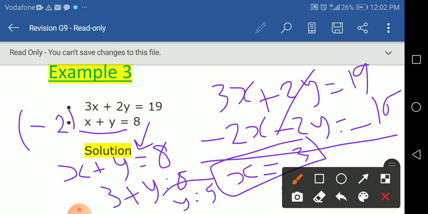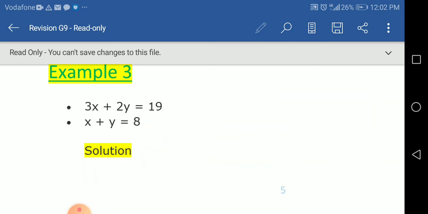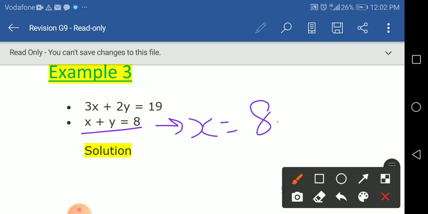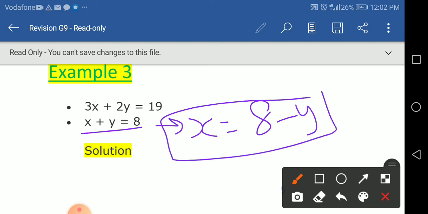This is one method. What's the other method? I want to tell you. It's very easy also. I have here x plus y equal 8, so instead of that I can say x equal 8 minus y. This is called substitution.